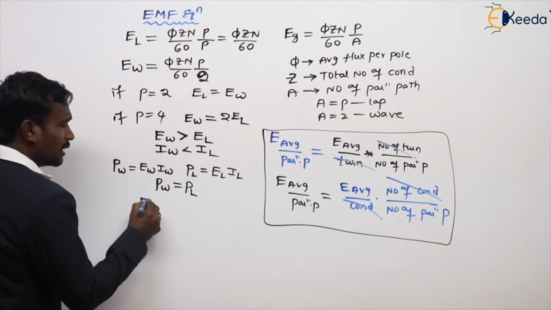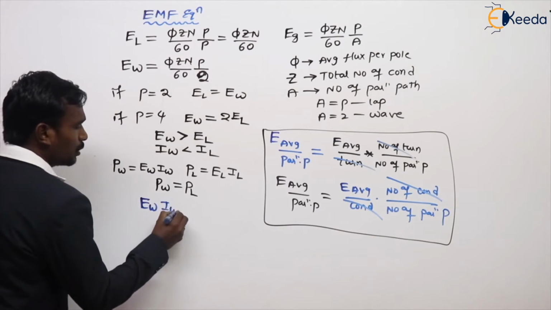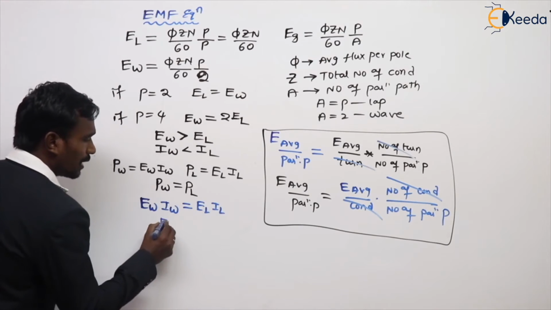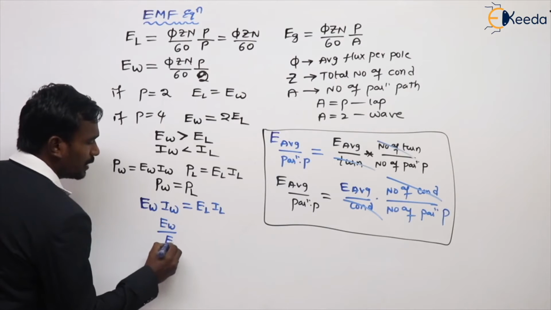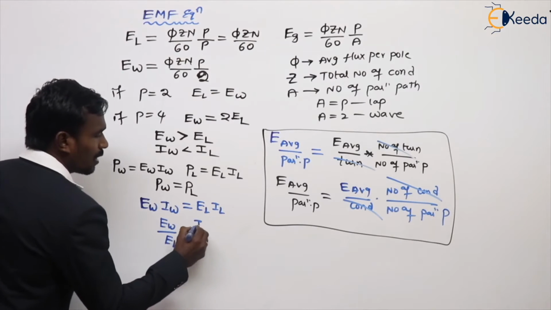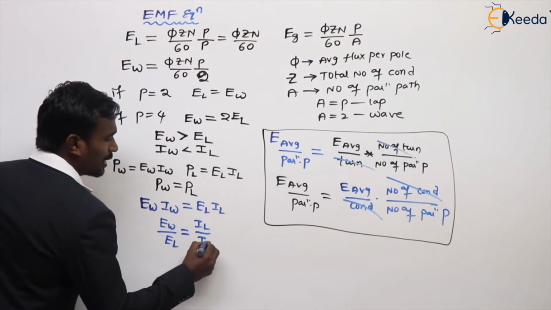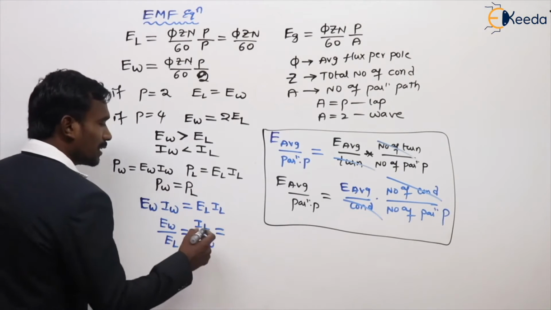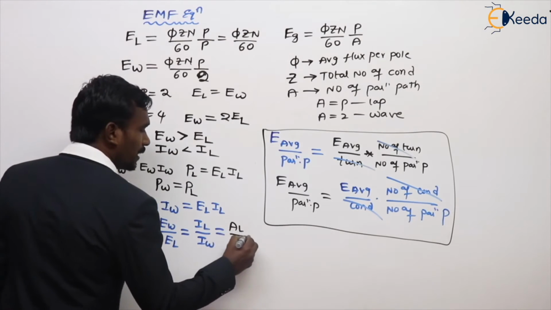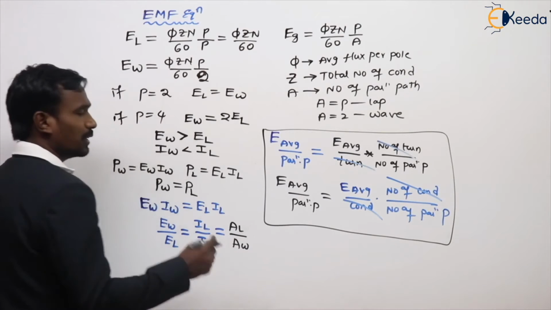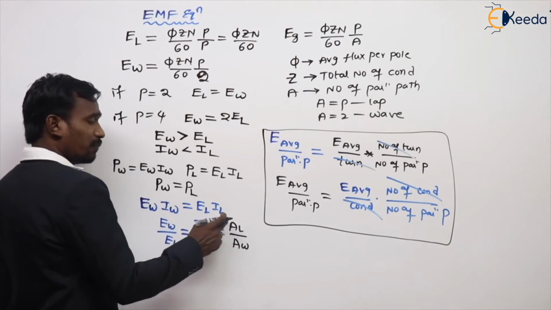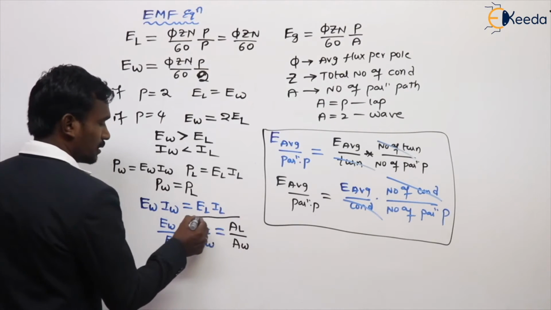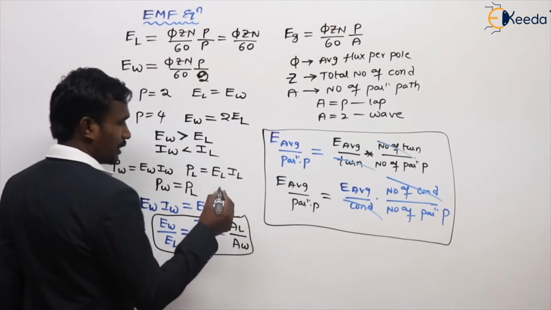Now what is the answer? EW IW is equal to EL IL. So the EMF in wave winding to the EMF in lap winding is equal to the current in lap winding to the current in wave winding, which in general is the number of parallel paths in lap winding to the number of parallel paths in wave winding, because here the current is more and parallel paths are more. Current is less, parallel paths are less. You should remember this relation.